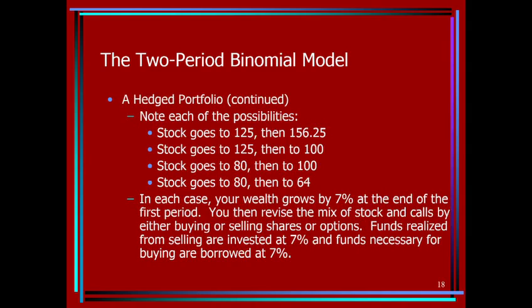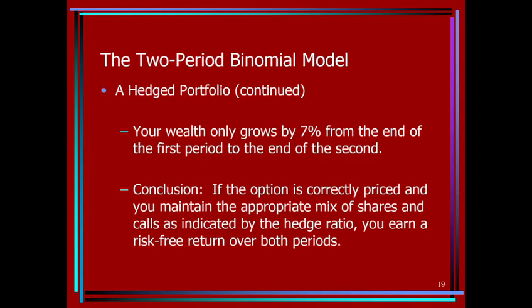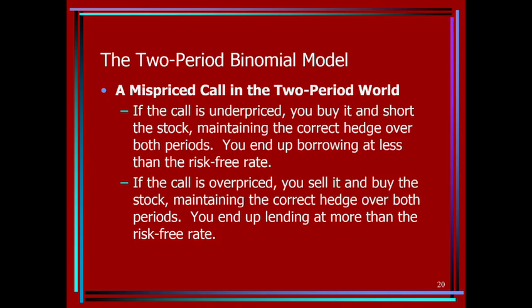Okay, we spoke about this, right? Funds realized are invested at 7%, and funds are borrowed at 7%. So if option is correctly priced and you maintain the appropriate mix, you would be guaranteed of that. Okay, so this is just a summary of what we've gone through, right? If it's underpriced call, you long the call, you short the stock. And if it's overpriced, you short the call and you long the stock. We went through how to figure out the rationale behind this before the break, right?